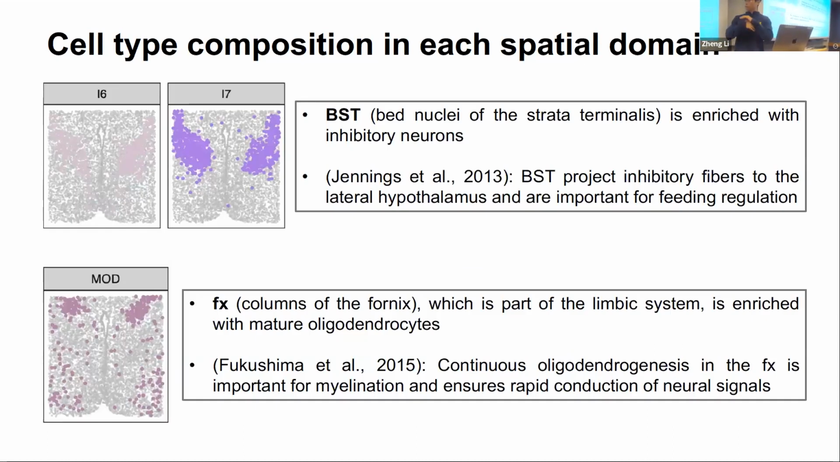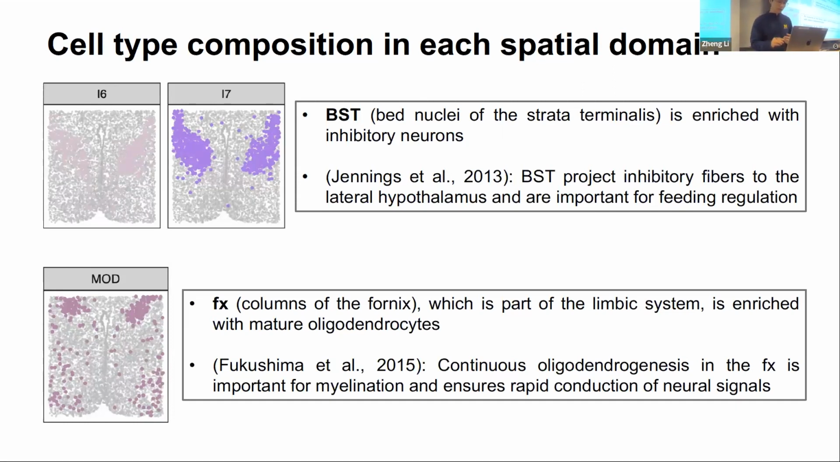And the enrichment of those cell types might underline the specific functions of those domains. For example, this BST is enriched with inhibitory neurons, consistent with the previous study that this BST region projects inhibitory fibers to the lateral hypothalamus and are important for feeding regulation.